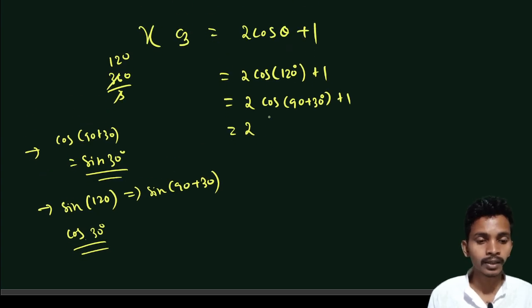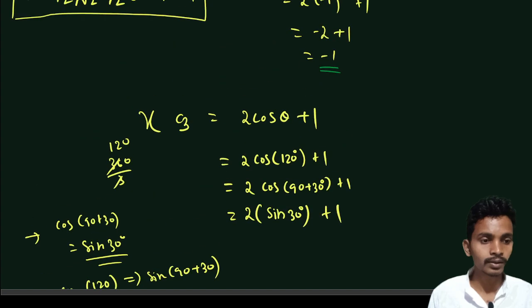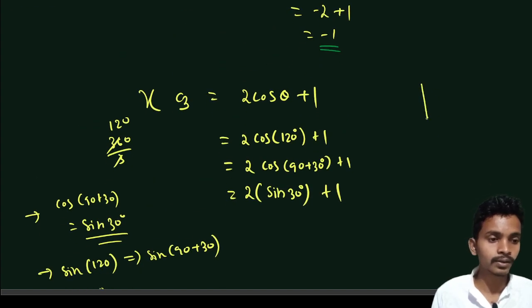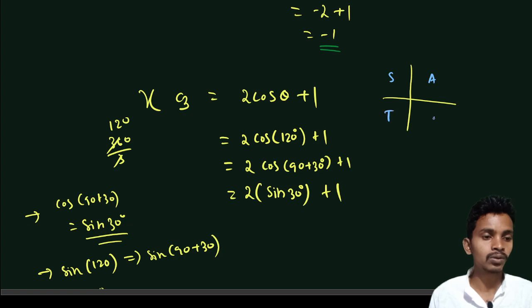So here I used 2 cos 90 30 degree. The cos 90 I change into sin 30 degree plus 1. Now, we should know these coordinate systems, although this is a 12th class concept, from school to college.